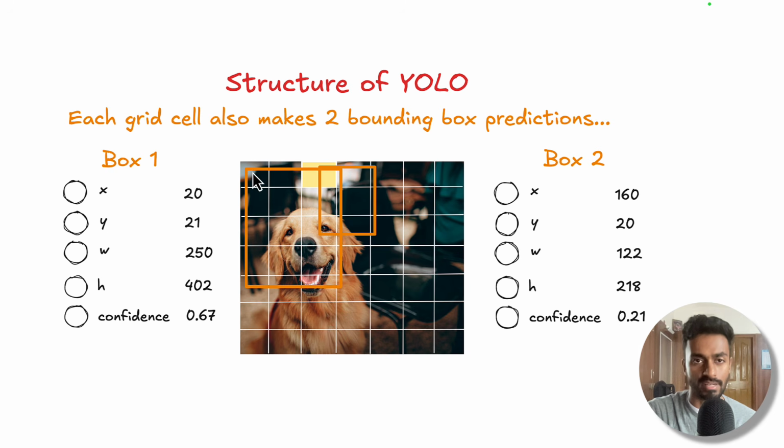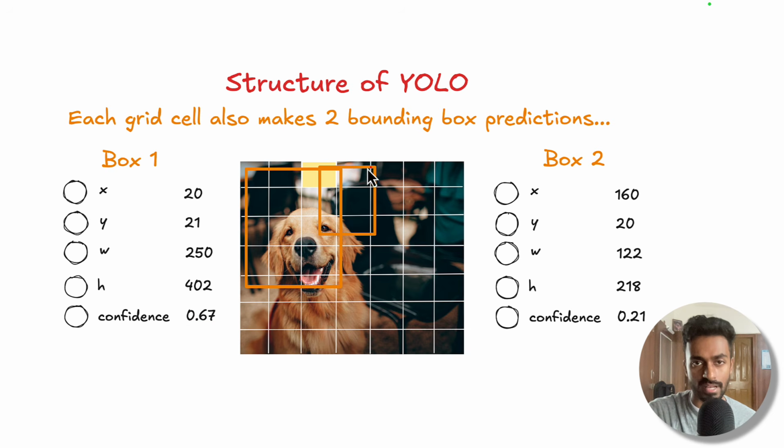So first, this bounding box can be represented by 4 numbers: the X and Y coordinates, which are the top left corner pixel of the box, and then W is the width and H is the height. We also have a confidence of how confident we are that this contains an object of interest, like 67%, for example.